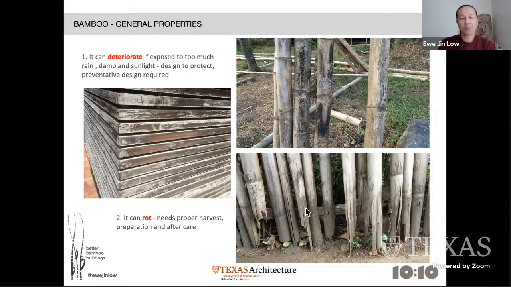And if you're not careful, you don't protect it from sunlight, from damp, this is what happens, right, at the base of a fence. So many people raise bamboo up above the ground so that the damp and the wetness doesn't get on it. You have to really protect it by preventive design on a first principles basis, if you want to apply bamboo to buildings, to structures and installations, always think about how you can prevent bamboo from rotting by protecting it from sunlight and from rain and from damp.